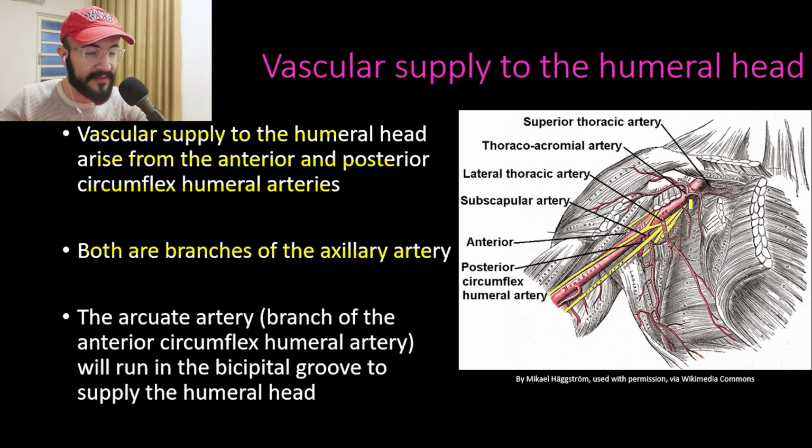So as you can see in this picture here, we have the axillary artery here, and here we have the posterior and anterior circumflex humeral arteries. Those are going to supply the head of the humerus. Now, the arcuate artery is a branch of the anterior circumflex humeral artery, and it will run in the bicipital groove to supply the humeral head. So the arcuate artery is one of the important branches from the anterior circumflex humeral artery to supply the humeral head.